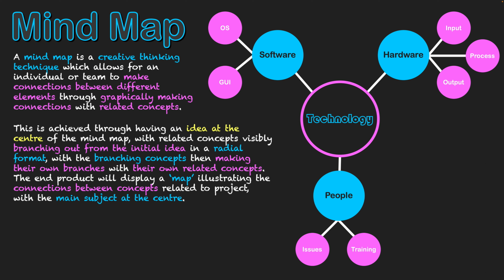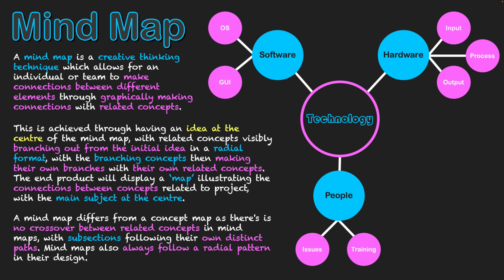Now, there are actual connections that I could make between sub-concepts, like I could make a connection between GUI and people, but we don't do this in this diagram. That's more something we do in a concept map. So what I want to do is just quickly illustrate how concept maps differ. Essentially, concept maps have crossovers between sub-concepts, but in relation to mind maps, we don't show really any crossover between sub-concepts or terminology within a mind map. The subsections follow their own distinct paths, and that's how we make our branches. They all go off in their different directions.